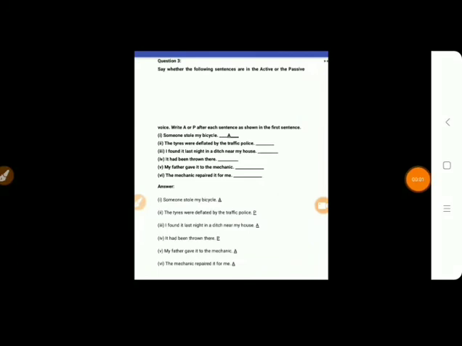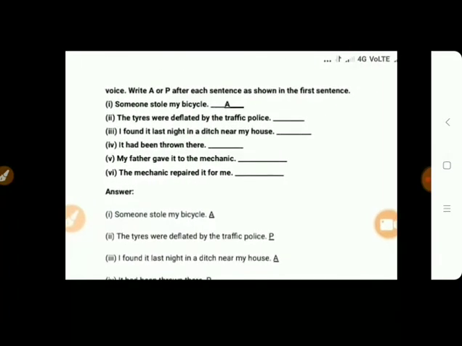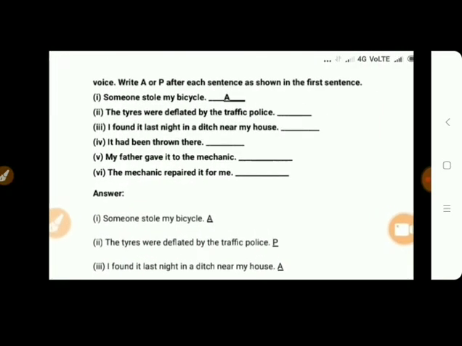Children, look at question number 3. Say whether the following sentences are in the active or the passive voice. You have to write A for active and P for passive. Can you see, dear children? Yes. Write A or P after each sentence as shown in the first sentence. Someone stole my bicycle. Okay. So this is active voice.